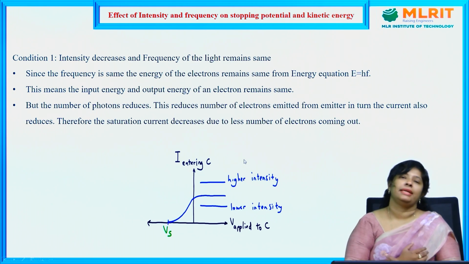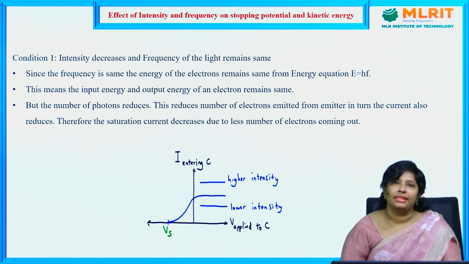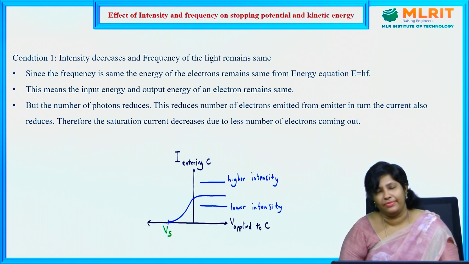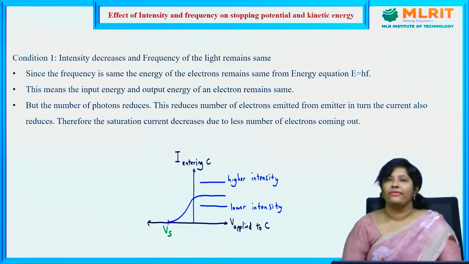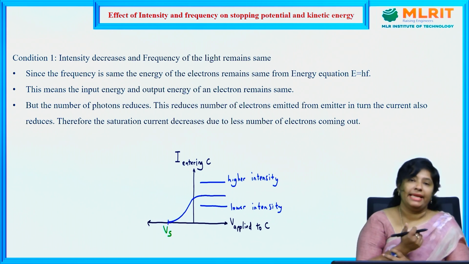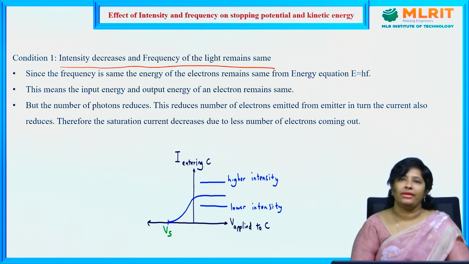Next, let us discuss the effect of intensity and frequency on stopping potential and kinetic energy. In order to study this effect, we will consider two cases. The first case is intensity decreases and frequency of the light remains the same, and the second case is intensity increases and frequency decreases. These are the two cases. Let us consider the first one: intensity decreases and the frequency of light remains the same.